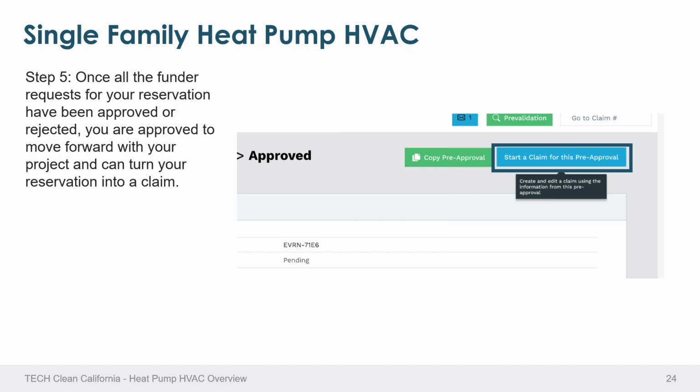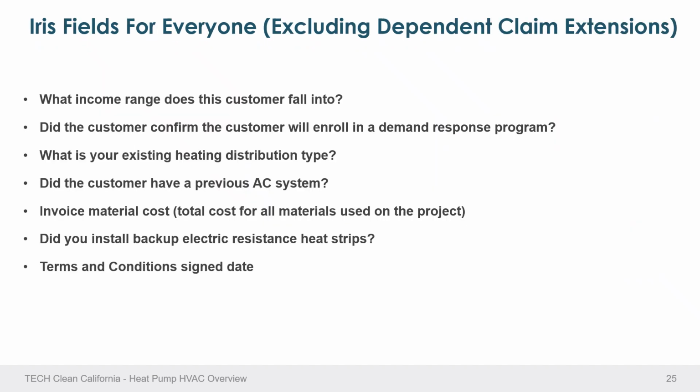Once all the funder requests for your reservation have been approved or rejected, you are approved to move forward with your project and can turn your reservation into a claim by pressing the Start a Claim for this pre-approval button. If the customer information changes between an approved reservation and a submitted claim, it may be subject to rejection. Once the pre-approval has been created into a claim, you'll need to fill out the rest of the claim form.